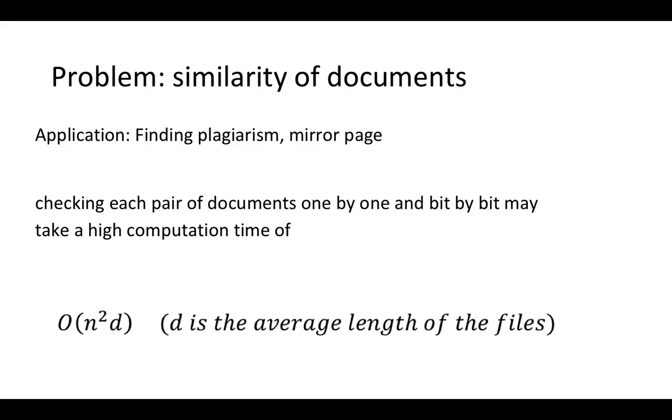Eliminating similar pages is commonly used when a search engine tries to show search results, because users do not want to see many similar results. Checking documents one by one, bit by bit, is time-consuming. It needs a running time of big O of n squared times d. N refers to the number of documents, and d refers to the average length of documents. We have a quicker way to complete this task with a special algorithm. This algorithm is called locality-sensitive hashing.